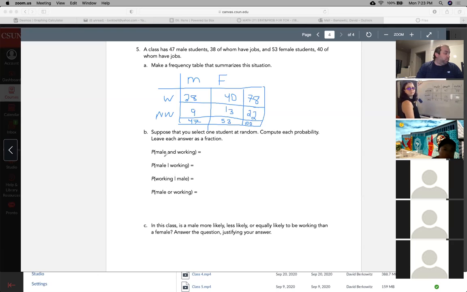So first, what is the probability of male and working? So before I even worry about the numerator, it's going to be over 100. The last one, male or working, over 100, because they're both looking at everyone. Now, male and working, how many of the 100 are males and working? 38. Just these guys.